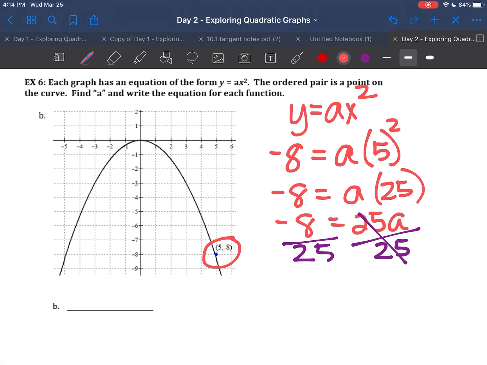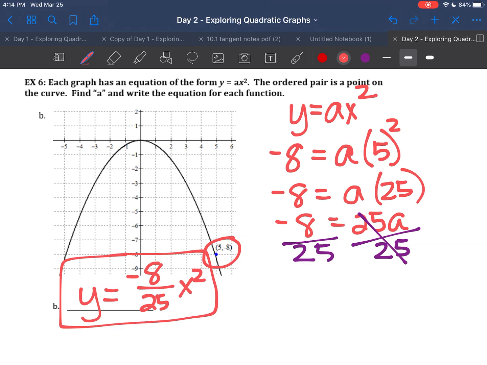And then negative 8 divided by 25, that's a decimal. In fact, let's divide that out and see what we get. Let me get my calculator going here. So negative 8 divided by 25 is 0.32, but I'm going to leave it as a fraction. So I'm just going to leave negative 8 25ths as my a value. All right, so my answer over here, I'll just come over to the blank. y equals negative 8 25ths x squared. And there is your equation.